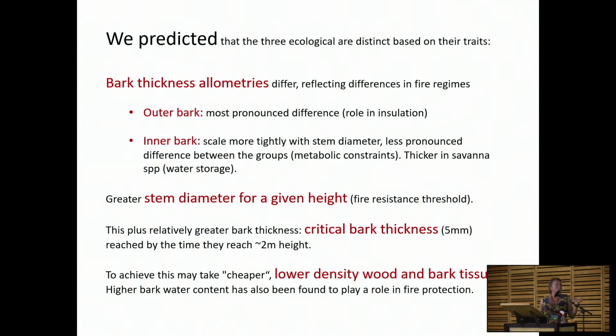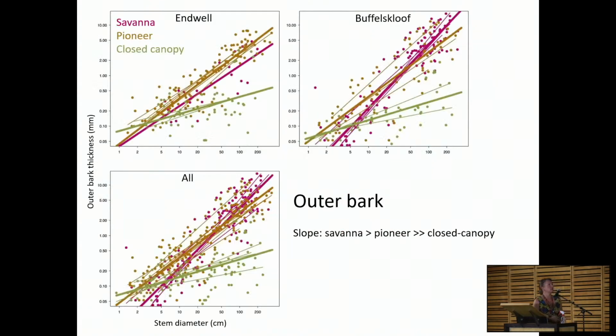We also expected a greater stem diameter for a given height in the savanna species. And then if that was the case, together with a greater stem diameter specific bark thickness, we would expect that savanna trees would reach a sort of critical bark thickness of, say, 0.5 centimeter, which often comes up in the literature as allowing 50% survival from top kill, at a height below 2 meters, or they would reach critical bark thickness for a smaller size. But this has to be achieved somehow, so we also predicted that it would be made possible by savanna species having relatively cheaper, low-density tissues.